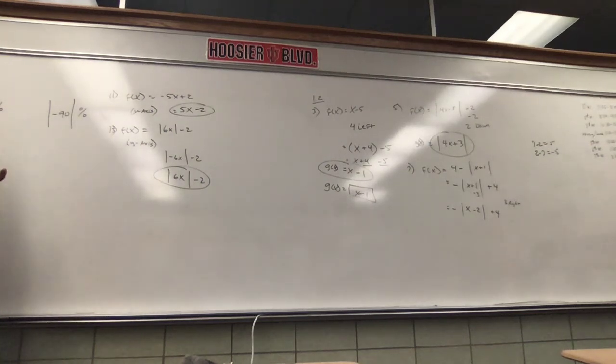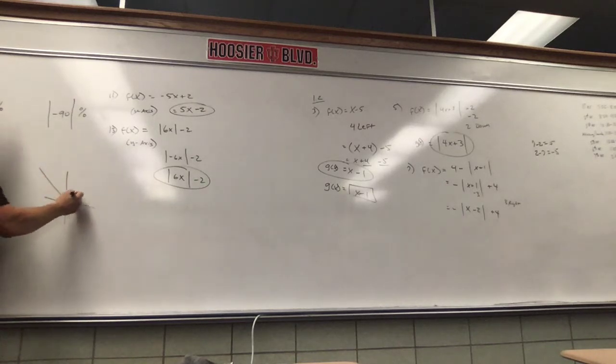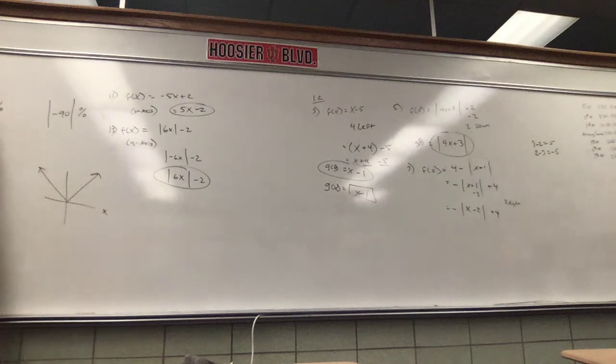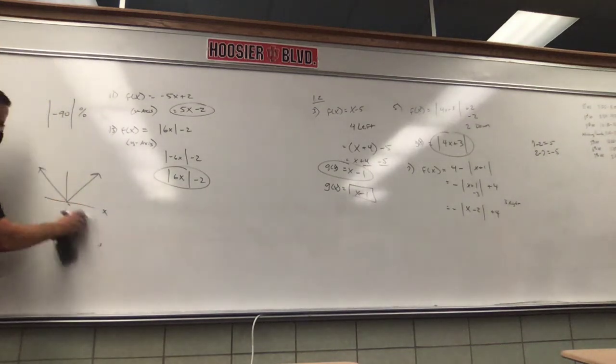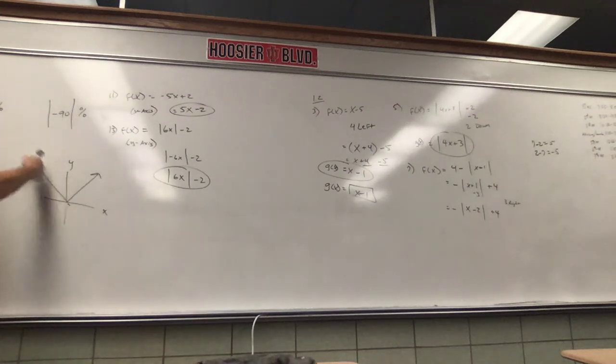Let's just do a general absolute value graph, the parent function. If I told you to reflect this over the x-axis, it'd look like this. It'd flip it upside down. What if I told you to reflect this v over the y-axis? If I said take this v and reflect it over the y-axis, what would it look like? How would it change it?